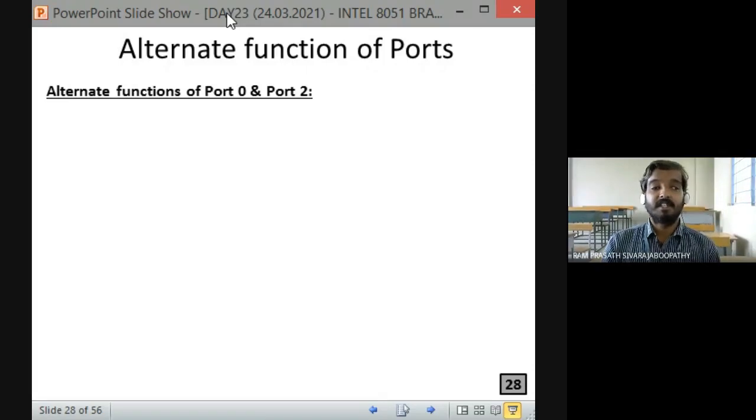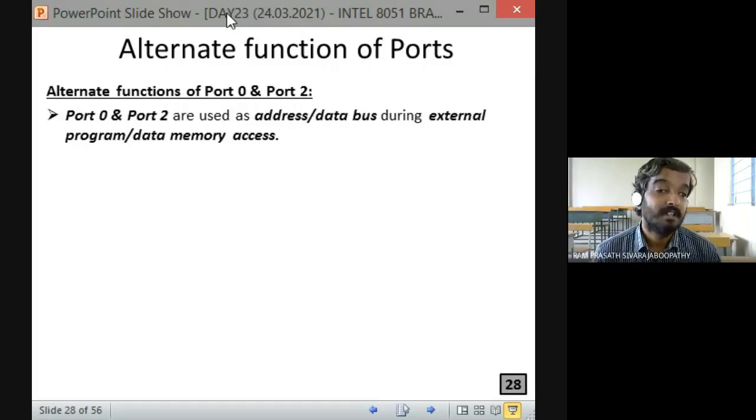Before that, we will see the alternate functions of ports. What about the alternate function of port 0 and port 2? Can you type it in the chat? Apart from connecting input-output devices with port 0 and port 2, for what purpose can they also be used? Yes, very good. Address and data bus. Port 0 and port 2 combined are used as the address and data bus for accessing external program or data memory.